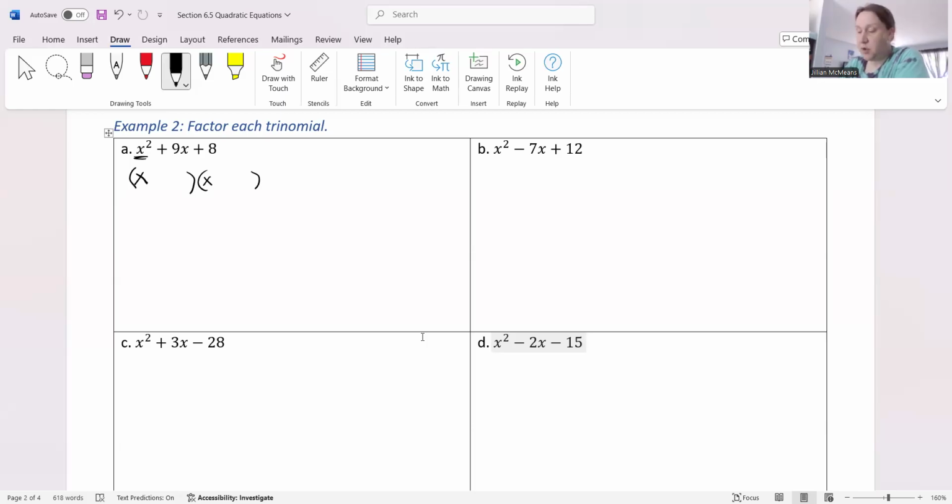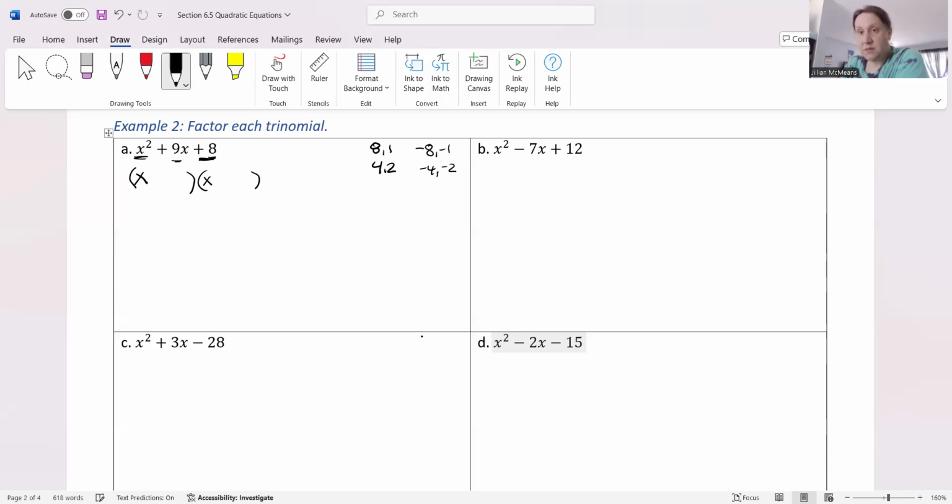And then here's where you have to be careful. We need to find numbers that will multiply to be 8, but will add to be 9. So we just start going through and listing factors of 8. We could use 8 and 1. We could use 4 and 2. But you have to play around with your signs. Notice here, 8 is positive, so we need to find two numbers that when we multiply them, we get a positive product. So we could use positive 8 and positive 1, positive 4 and positive 2, or negative 8, negative 1, negative 4, negative 2.